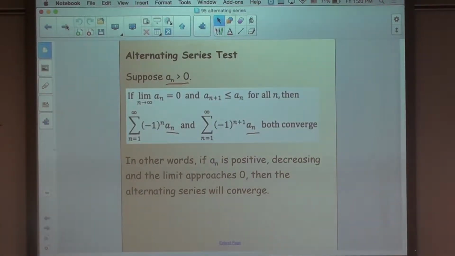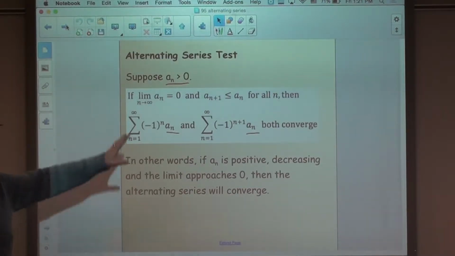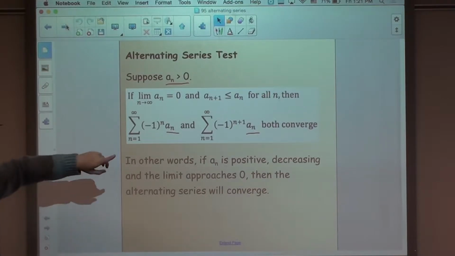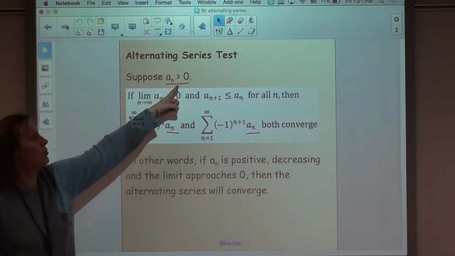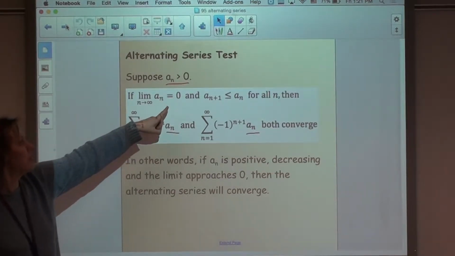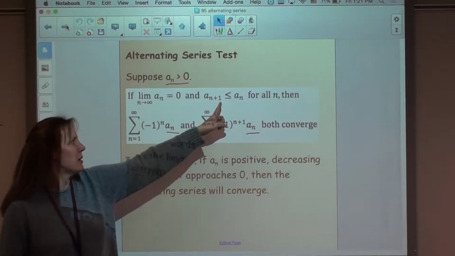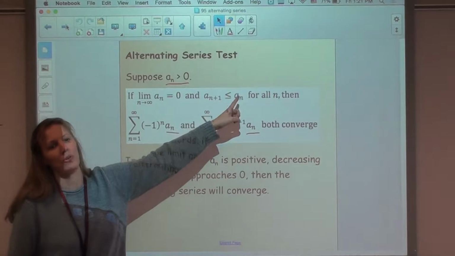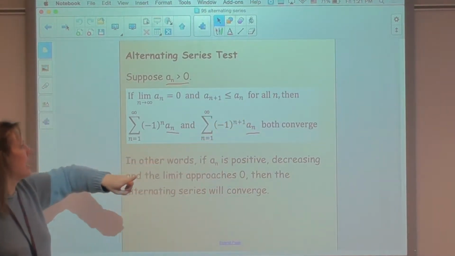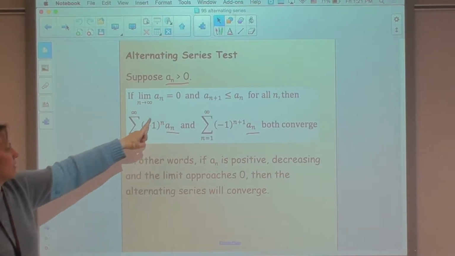So the first test we're going to learn is the alternating series test. This part of the white block here is kind of the formal definition of the test. It says, suppose that the rule for the series is always positive. If the limit approaches 0 and a sub n plus 1 is less than or equal to a sub n for all n, then the series converges.